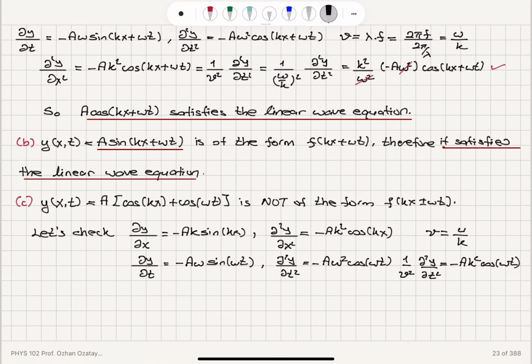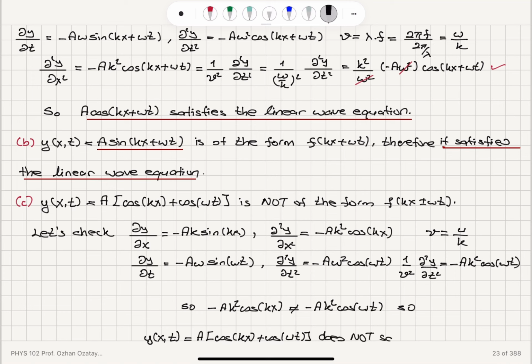Now, looking at the second derivative with respect to x, I have minus a k square cosine kx. This is clearly not equal to minus a k square cosine omega t, because kx is not equal to omega t. So I conclude that y of x and t, a cosine kx plus cosine omega t, does not satisfy the wave equation.